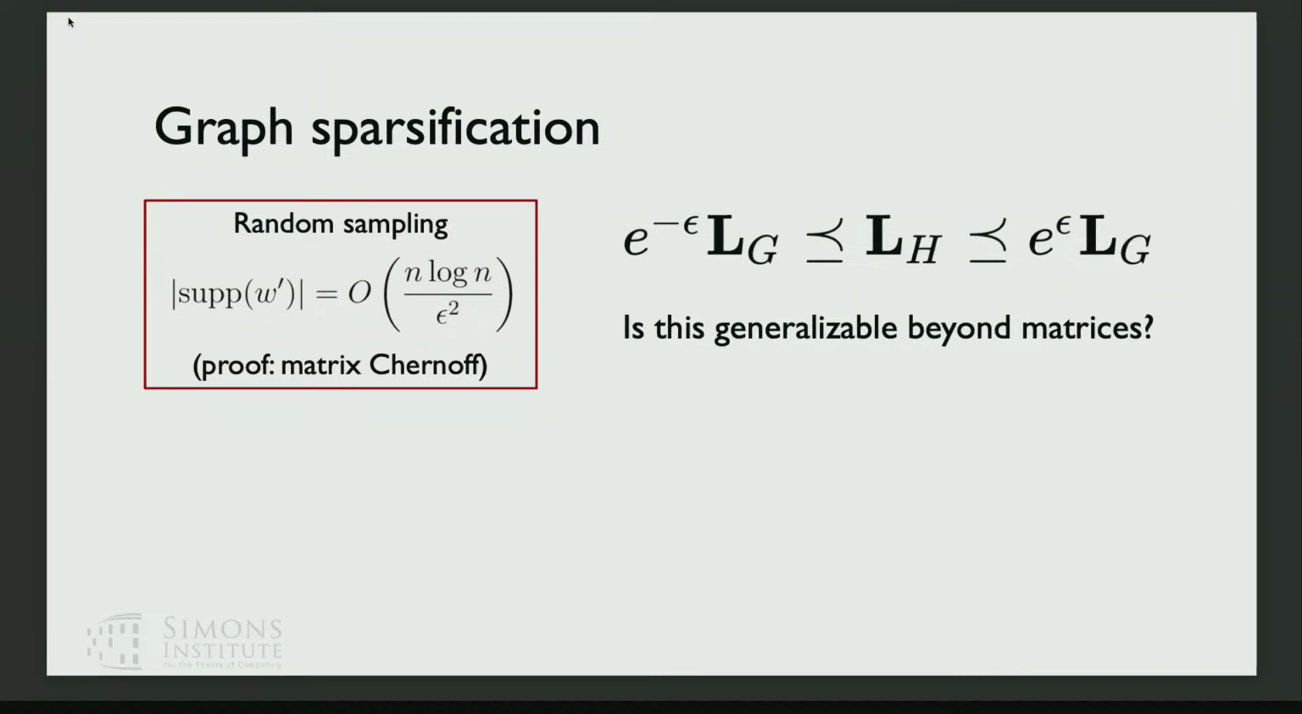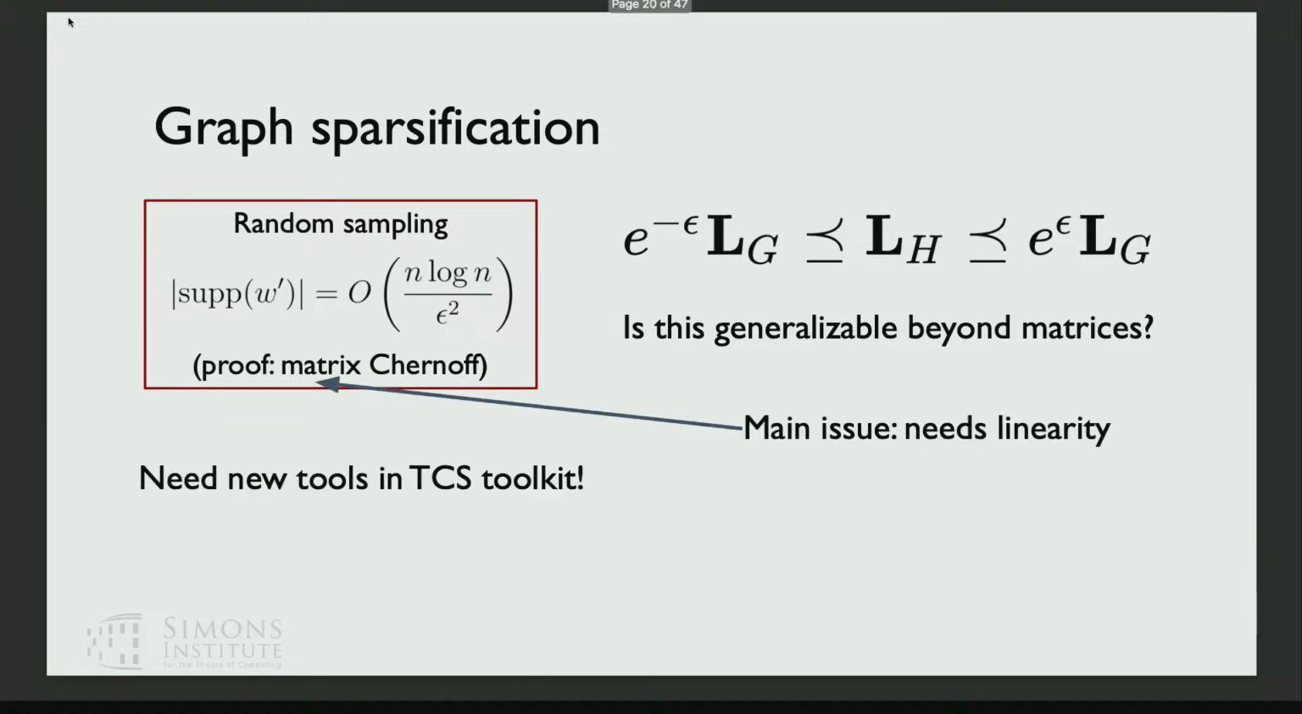One question that might be interesting is, can you generalize this beyond matrices? This works for graphs, it works for matrices more broadly. Can you make this work for anything else? You might think that you could do some Chernoff style argument. The main issue with this is that this whole approach requires linearity very strongly. So you really need something new.